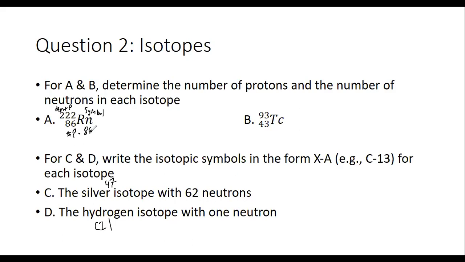And then what is the number of neutrons? Well, neutrons plus protons equal 222. I know the number of protons is 86, so neutrons plus 86 equals 222. Subtract 86 from each side, and the number of neutrons in this is 136.